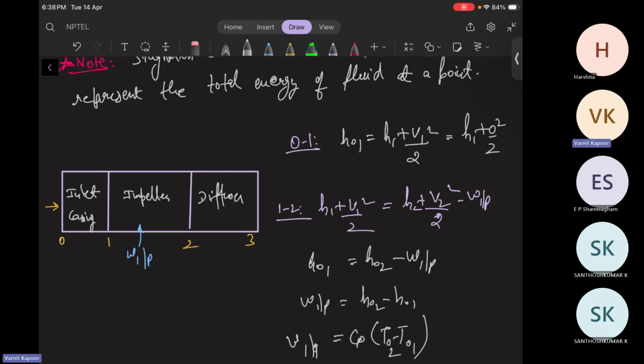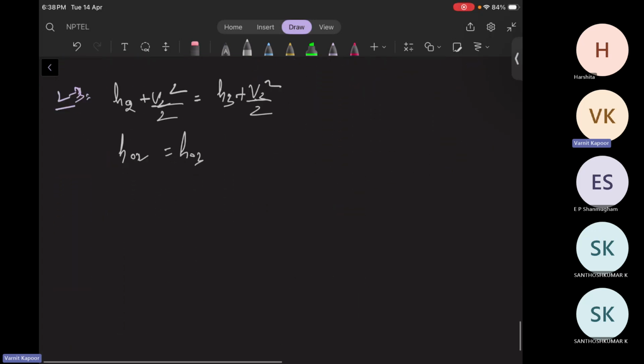Now let us make a velocity triangle here. We'll come to the section of velocity triangle. Any doubts still here? If you have any doubts, please ask. So I want to talk about the velocity triangle here.